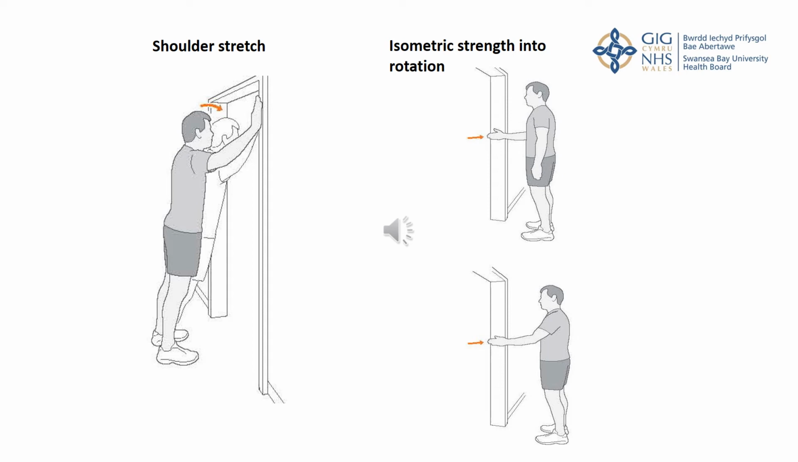For the isometric strength through rotation, you need to push out against the door frame and push in against the door frame using your hands with your elbow bent at 90 degrees. Hold this push movement for a few seconds and repeat. Similar to the previous exercises, try to repeat this up to 3 times in the day. Start with gentle repetitions and increase as pain allows.